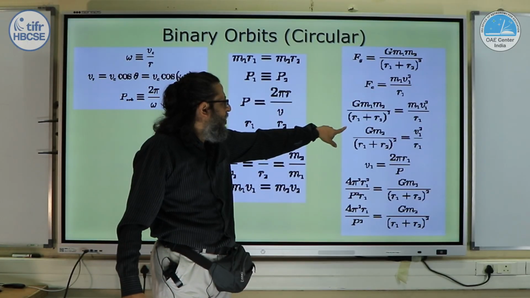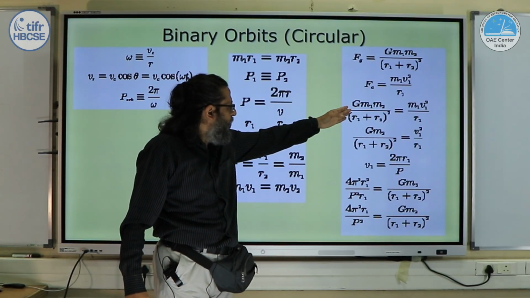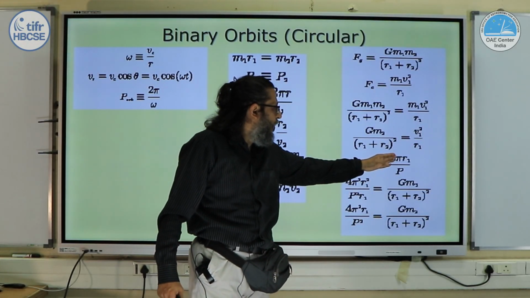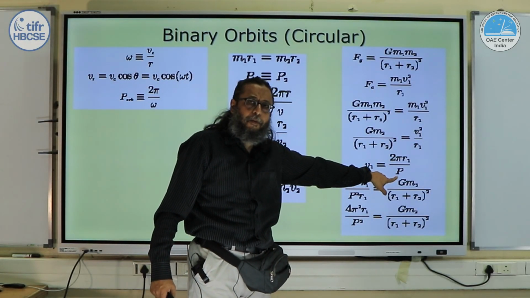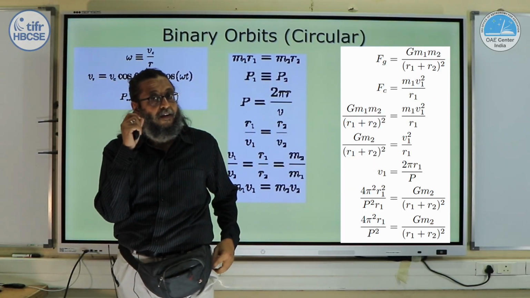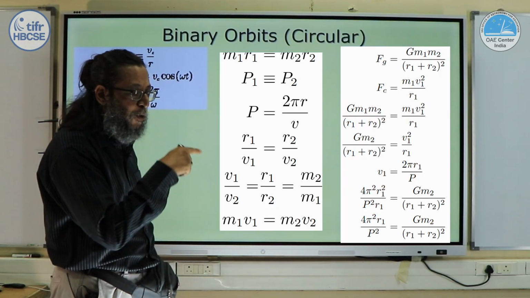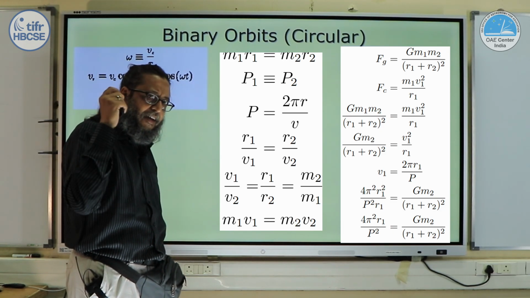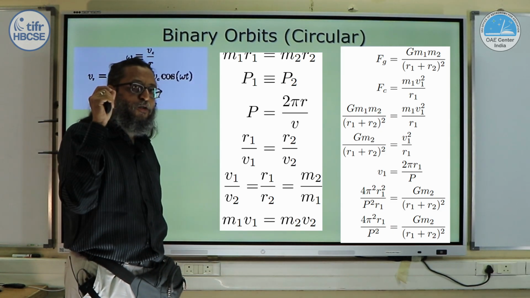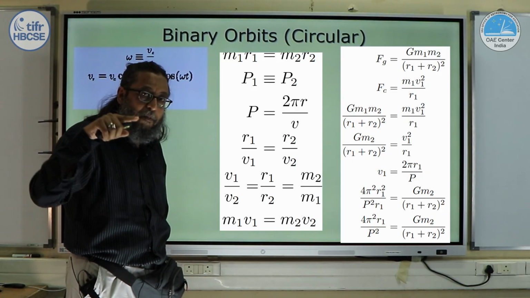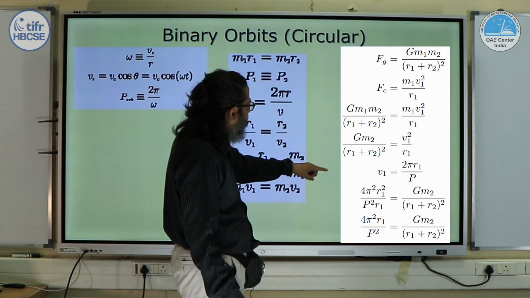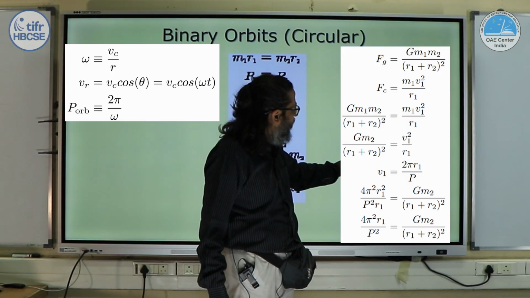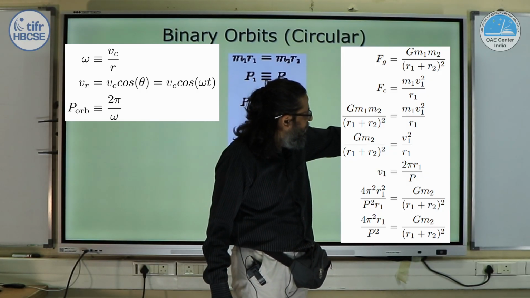Once you understand this, then you know that, of course, this is a mathematical derivation, and also we see that V1 is equal to 2 pi R1 upon P, where P is the time period, which is very easily measured. Mind you, when we are looking at any change which is periodic, it is easiest to measure the time period of the change.